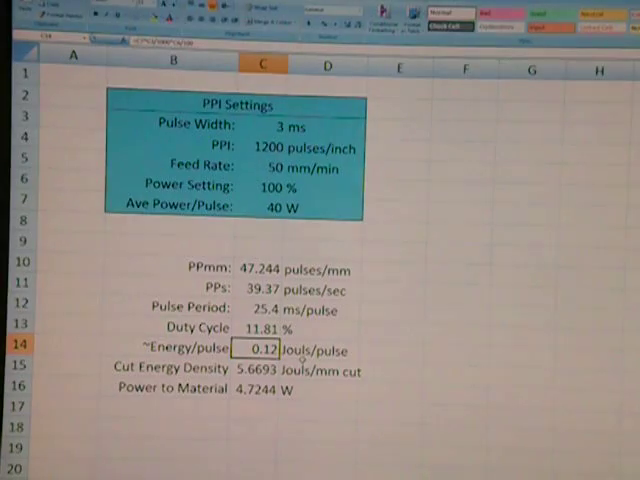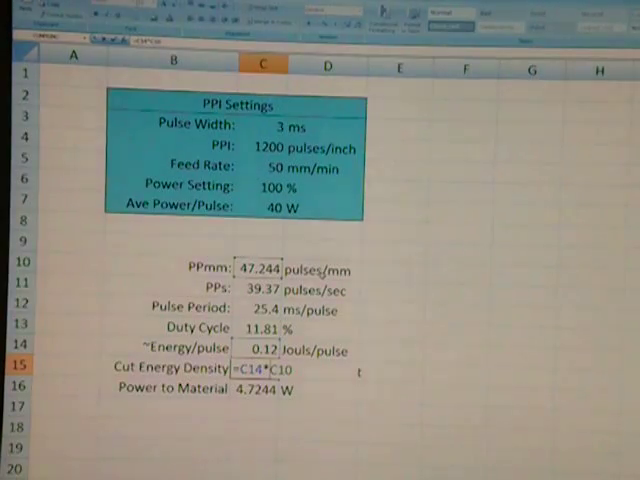So each pulse will go a certain depth based on the energy that you're supplying it. And you'll find that this, in combination with the PPI setting, as in the density of those dots, will give you something that I call the cut energy density, which is expressed in terms of energy per millimeter cut. And that is simply the joules per pulse times the pulses per millimeter. Okay, so when these pulses start to overlap, you can actually cut deeper than you would get with a single pulse.